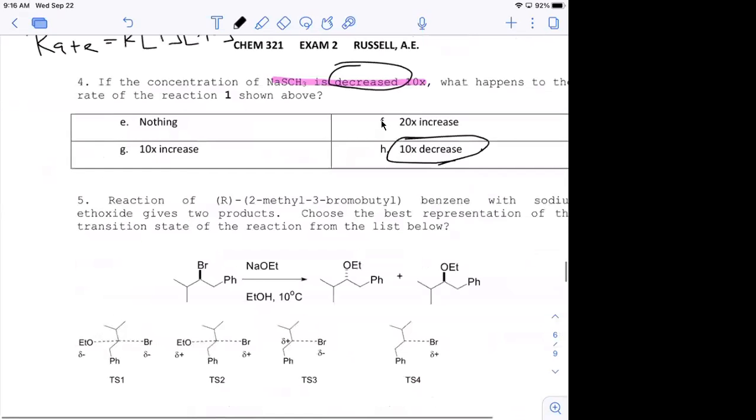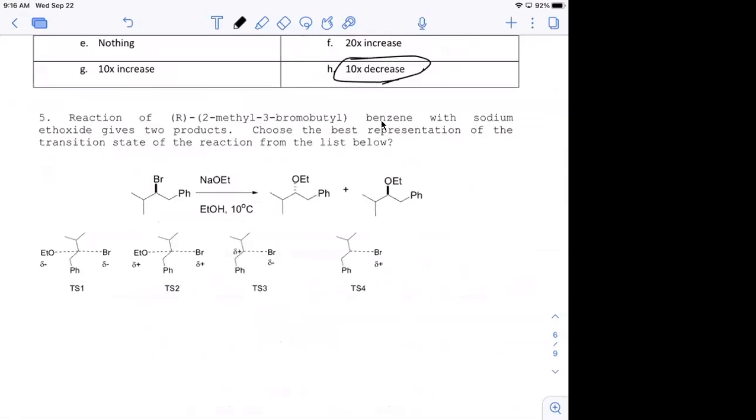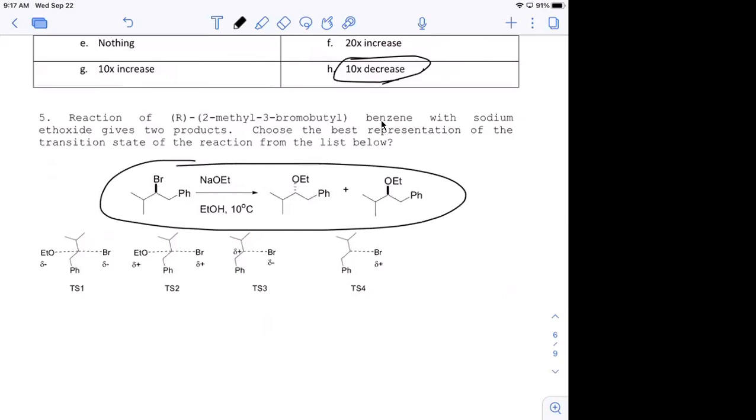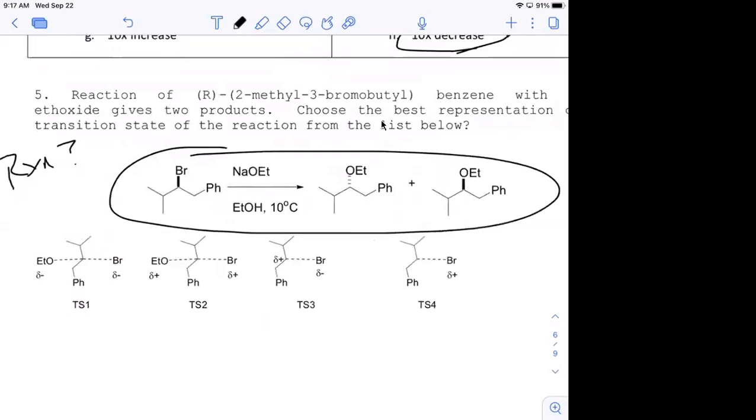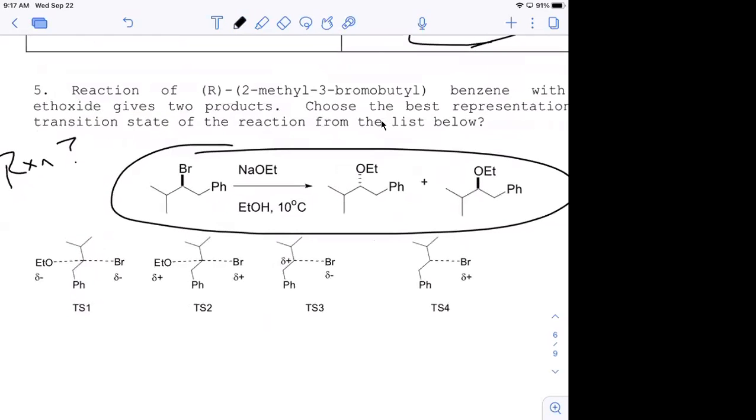All right, we look at this next reaction. It says the reaction of (R)-2-methyl-3-bromobutylbenzene with sodium methoxide gives 2 products. Choose the best representation of the transition state of the reaction listed below. What type of reaction is this? Is it a substitution or is it an elimination?